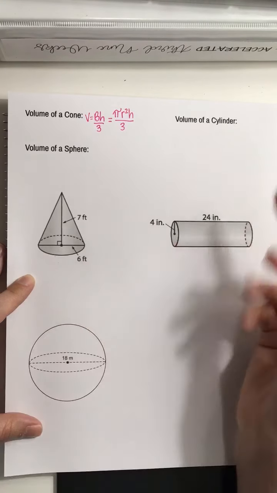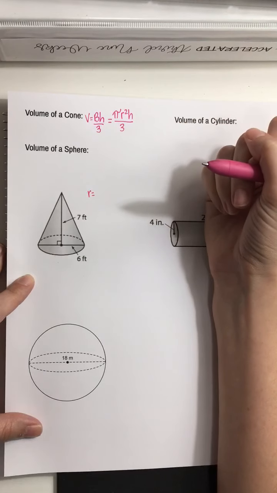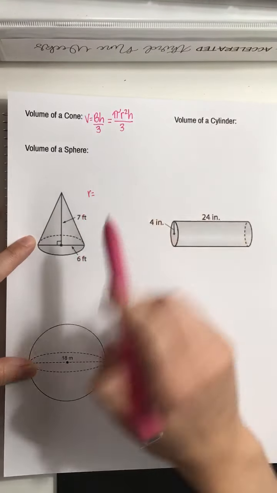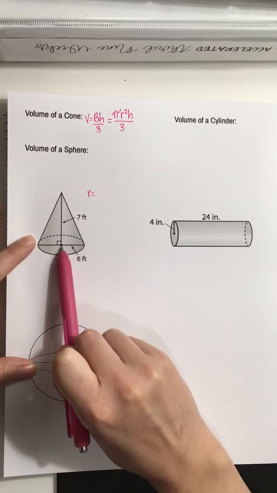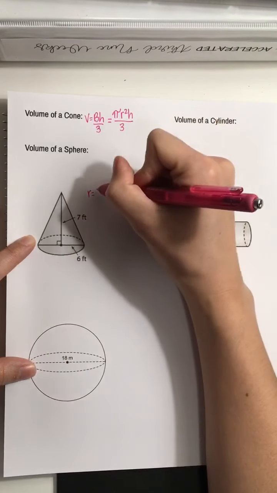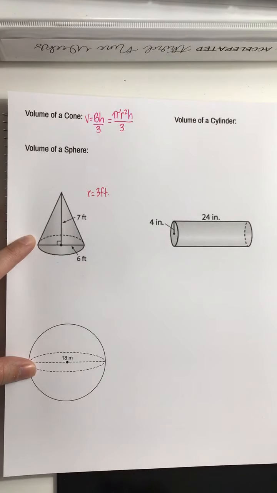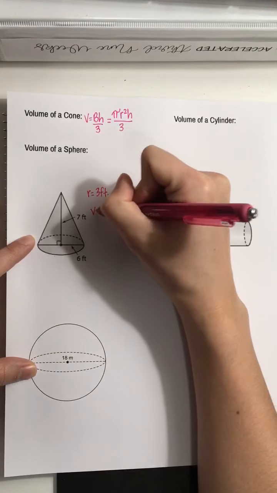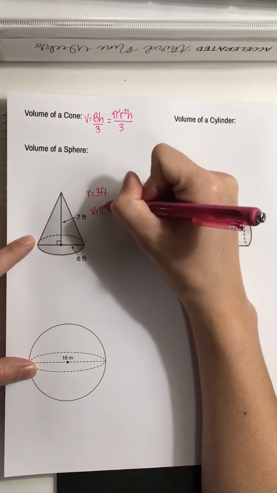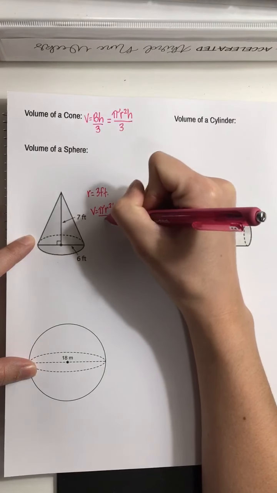So in order for us to find the radius before we even plug numbers into our formula, we need to know what the radius is, and that is half of the diameter. So our radius is actually going to be 3 feet. So remember, you always have to do that first before you plug numbers in. So now we are ready to plug numbers into our formula. So our formula is pi times r squared times h divided by 3.